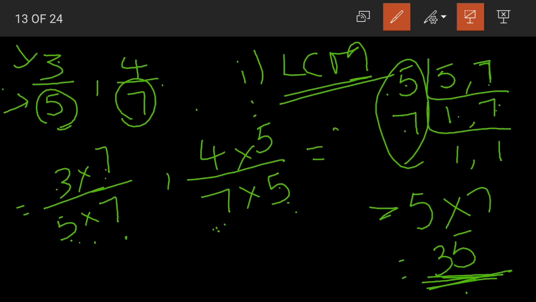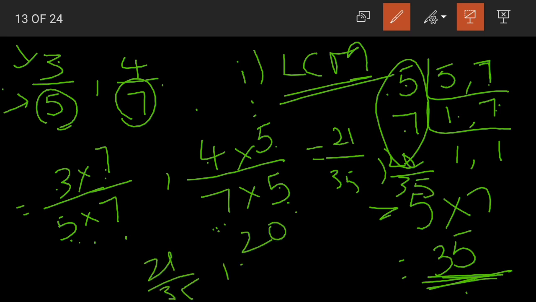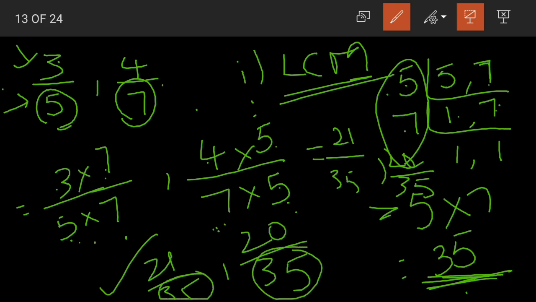3 into 7 becomes 21 divided by 5 7s are 35, comma 4 5s are 20 divided by 35. 21 by 35, comma 20 by 35. Yes students, these both are our answers. Now tell me, are these two like fractions? Yes, these two are our like fractions. Why? Because both of them are having the same denominator 35. So these are like fractions.